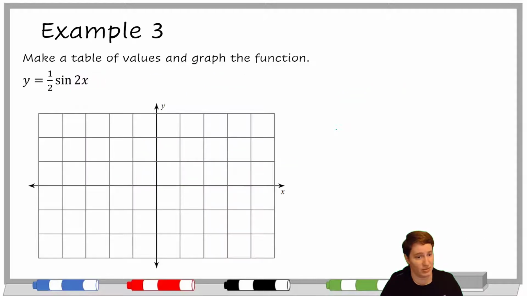Example 3. Now we've got two things happening to this sine curve. We've got a 1/2 in front, which is going to affect our amplitude. Our amplitude is 1/2, which means that our graph is only going to go up to a half and down to a half. It's going to go half as high and half as low. This 2 inside is affecting the period. What we do is we say 2 pi over 2. The 2's cancel and we get pi. So the period of this is pi.